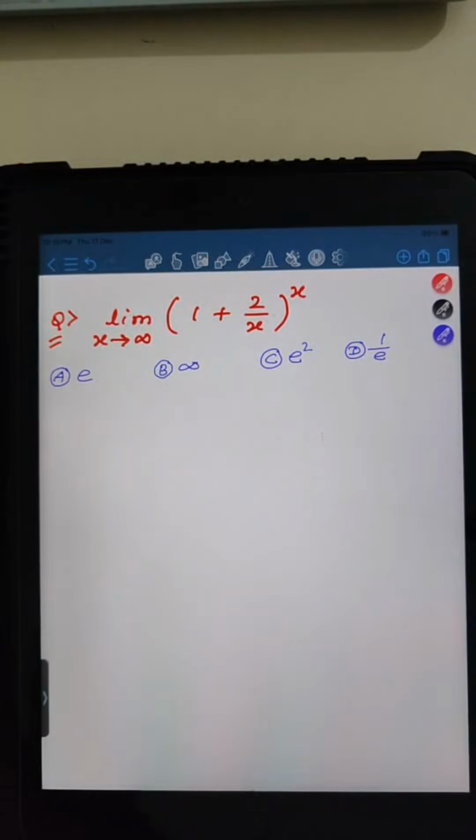Jai Mahakal is telling option C, and Anand is also telling option C. I want to see different people answer. Anyone who has got the answer C?